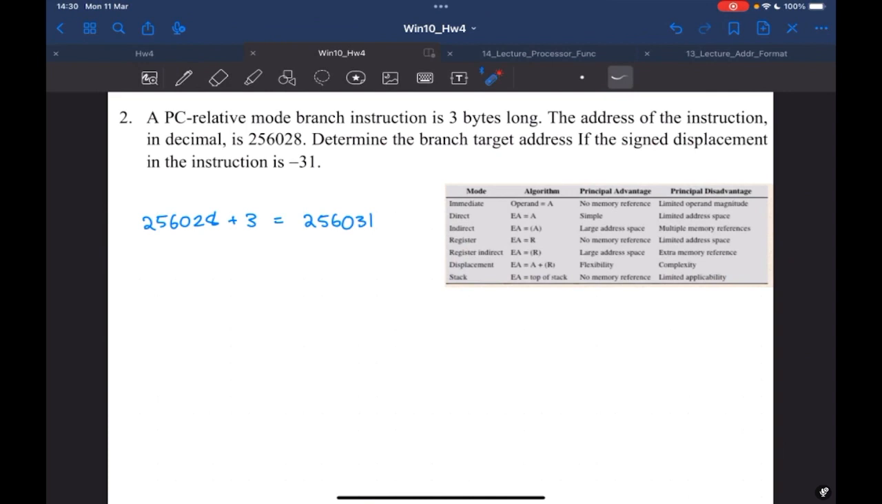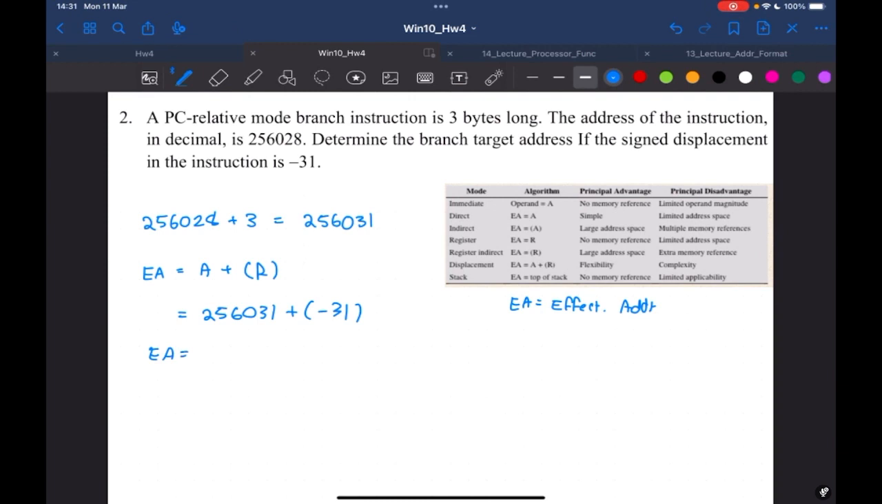So we look carefully here. It says sign displacement is of the effective address. EA stands for effective address, which is A plus R. A is the direct address and R is the register address. Okay. And so in order to find this, R is basically negative 31 and A is 256. This is very easy. You just figure that out like that. The rest you can probably figure out yourself.